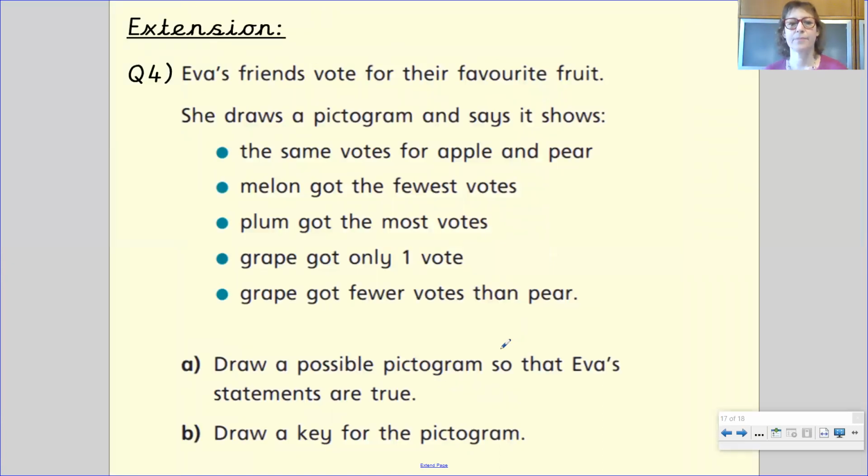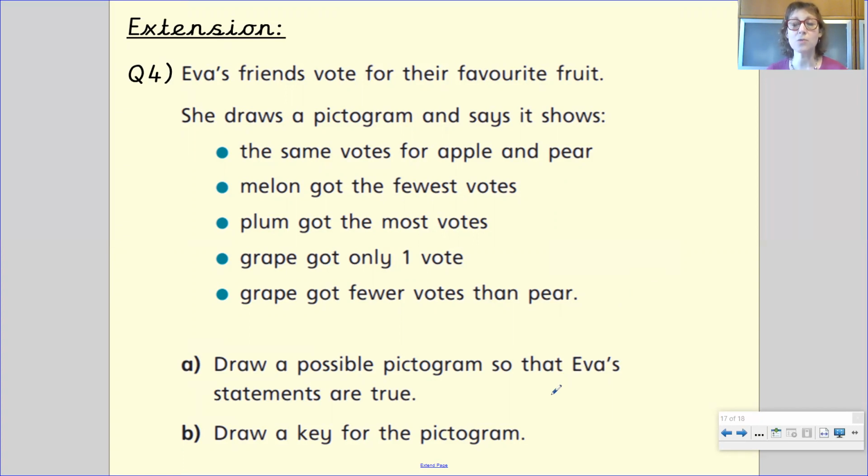And your extension. Now, there is more than one answer to this. Eva's friends vote for their favourite fruit. She draws a pictogram and it shows the same votes for apple and pear. Melon got the fewest votes. Plum got the most votes. Grape got only 1 vote. And grape got fewer votes than pear. So be really careful with the melon. That's all I'm going to say to you. So draw a possible pictogram so that Eva's statements are true.